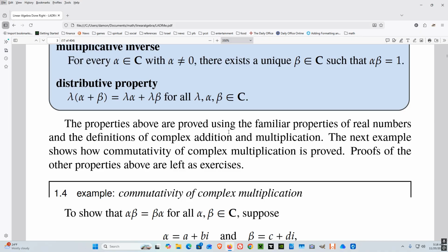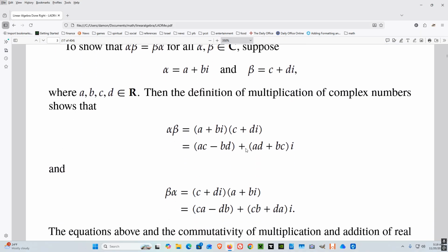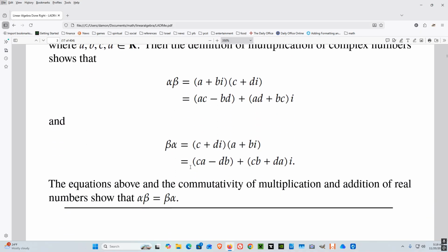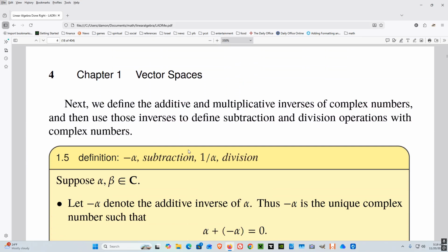It says here the properties above are proved using the familiar properties of real numbers and the definitions of complex addition and multiplication. True, we saw that in the videos, that's what I used. The next example shows how commutativity of complex multiplication is proved. Proofs of the other properties above are left as exercises. Oh, we did this also. We went over this proof for commutativity of multiplication.